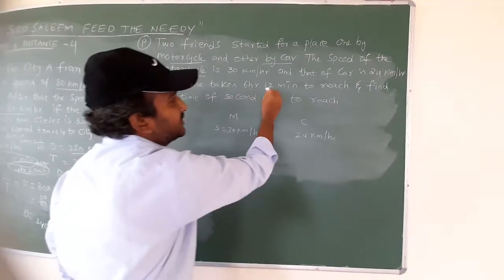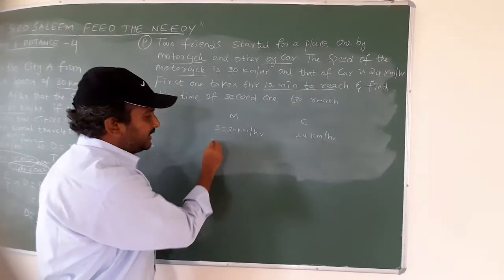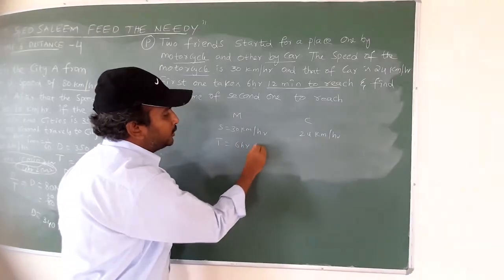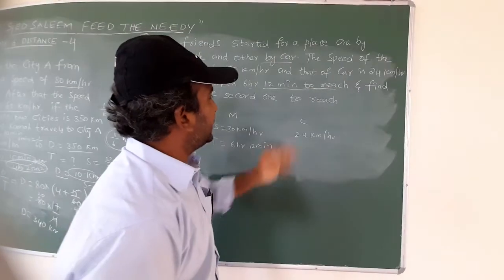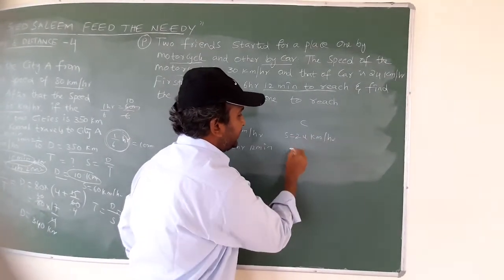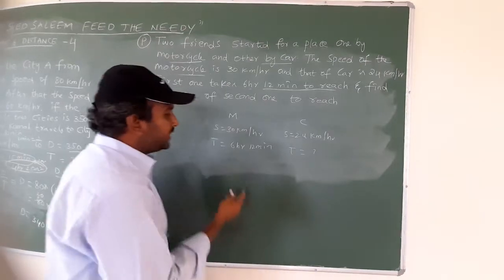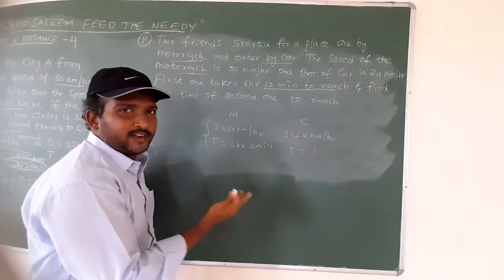The first one takes 6 hours 12 minutes to reach. They have given the time, 6 hours 12 minutes, and we have to find the time for the second one to reach. This is the speed, this is the time. From this data we can find out the distance.